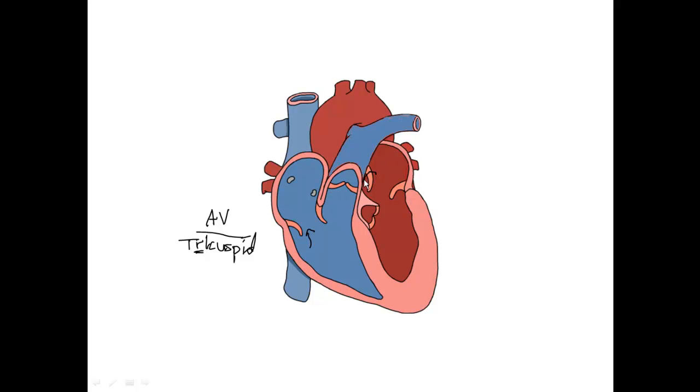Now the other AV valve over here, very similar in name, is called the bicuspid valve. You may also hear it in some books or read about it, called the mitral valve. The other category of valves are the semilunar valves, and there are two. This one right here, right before the pulmonary artery, is the pulmonary semilunar valve, and the one below it over here is the aortic semilunar valve, which leads to the aorta.